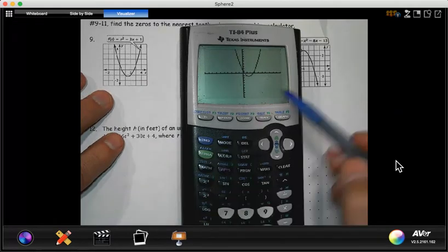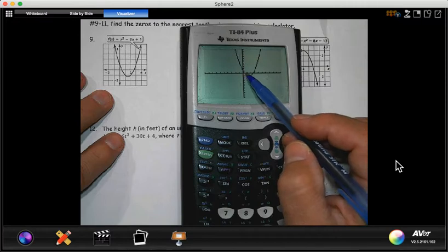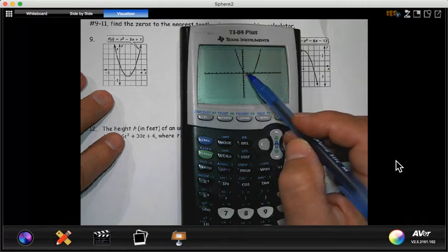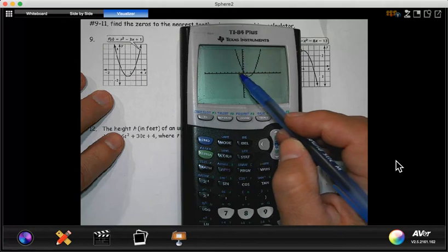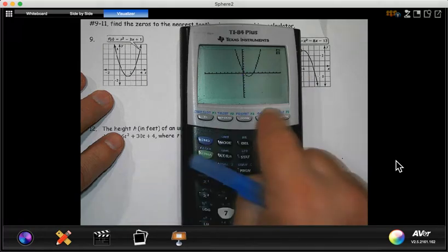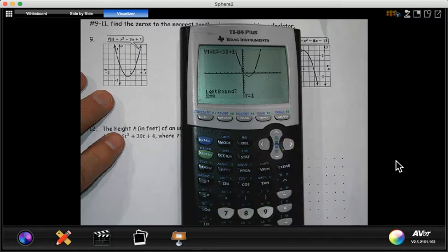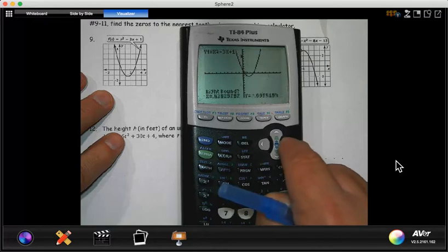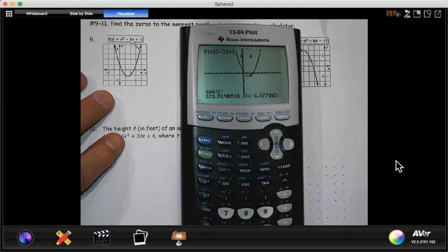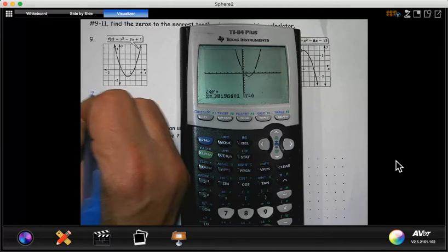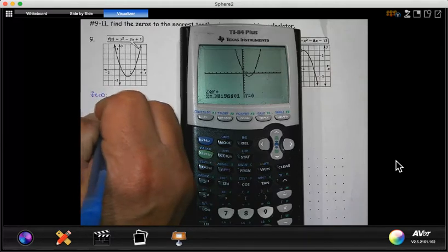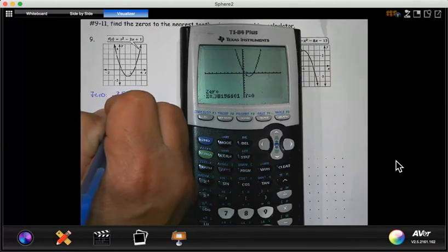So you can see that they don't cross exactly on numbers. So we've got to use our calculator to find those decimal values. So you go to second, calc, 0, and then set your left boundary. I have my cursors already to the left, and then I'm going to go to the right of it, over here, hit enter, and enter. So my first 0 is located at 0.382. What does it say?